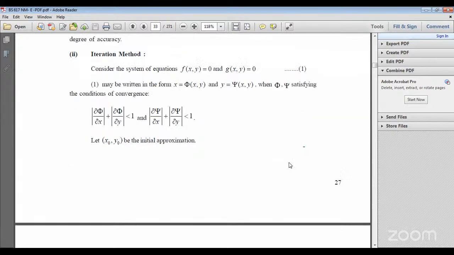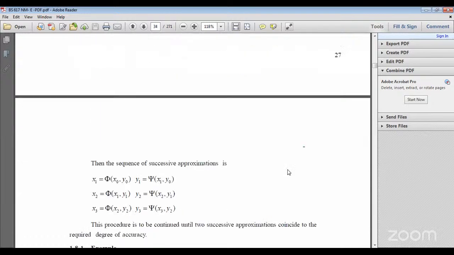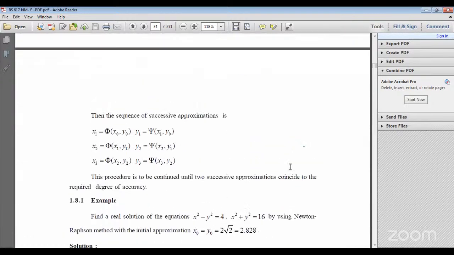We are writing both models, phi and psi. The initial approximations are psi x0, y0. The sequence of successive approximations is psi of x0 y0, phi psi x0 y0, psi x1 y1, psi x2 y2, phi x2 y2, psi x3 y2.